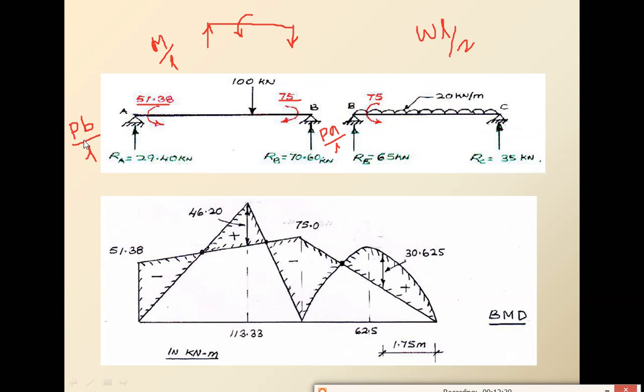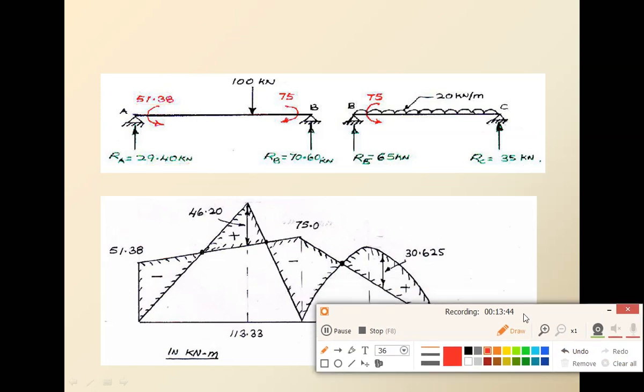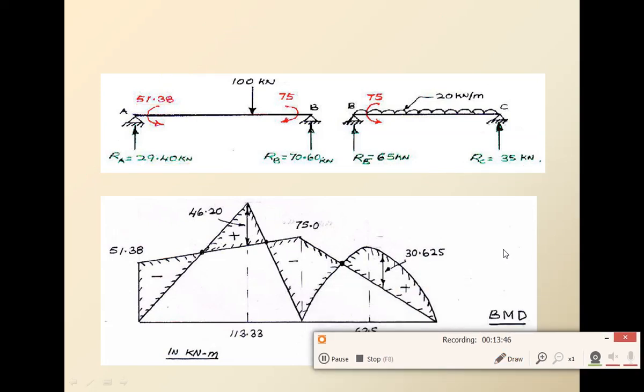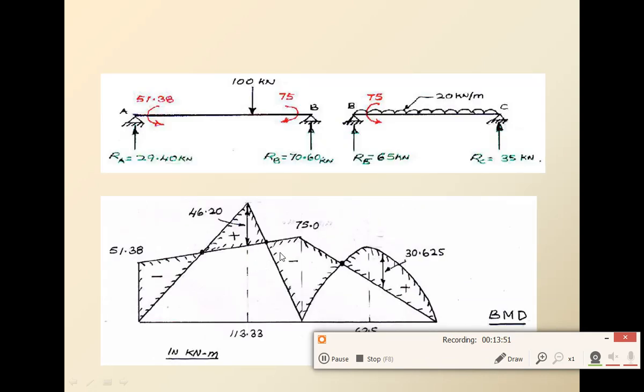So to get the net reaction, you have to add the reaction due to applied load as well as the reaction due to net moment in the span separately. This is called the principle of superposition. So finally we will have the reactions RA, RB, and for the second span RB and RC. Now you can easily draw the shear force diagram. And to draw the bending moment diagram, we have some conventions.